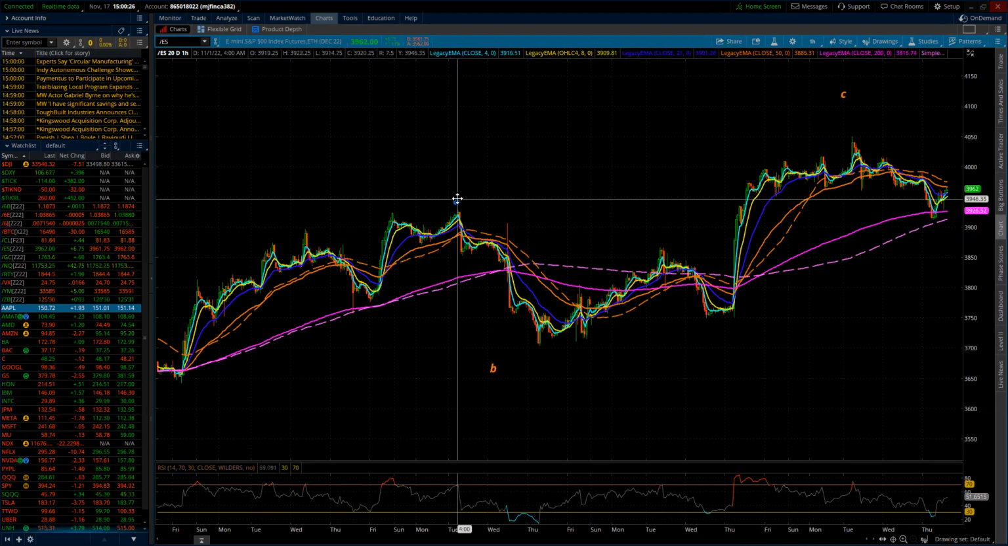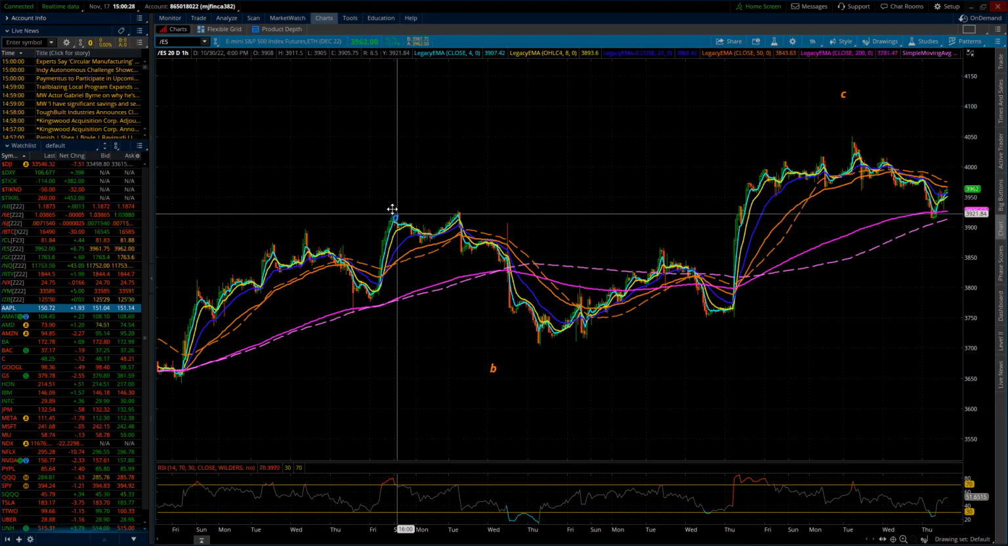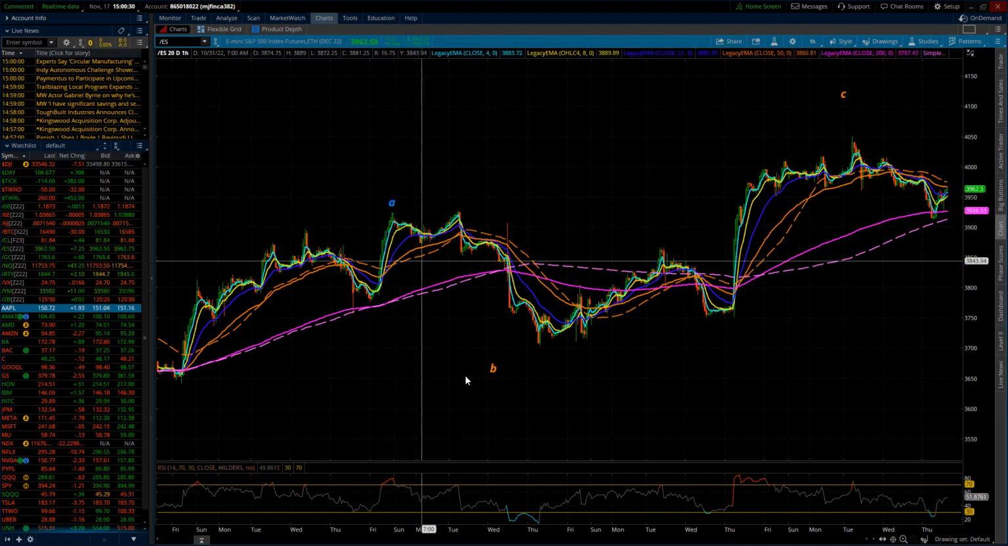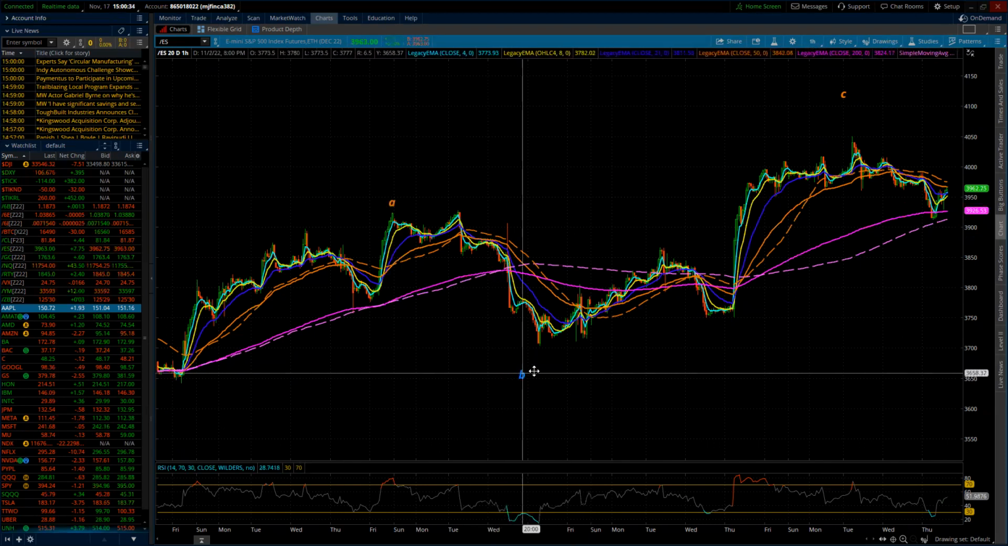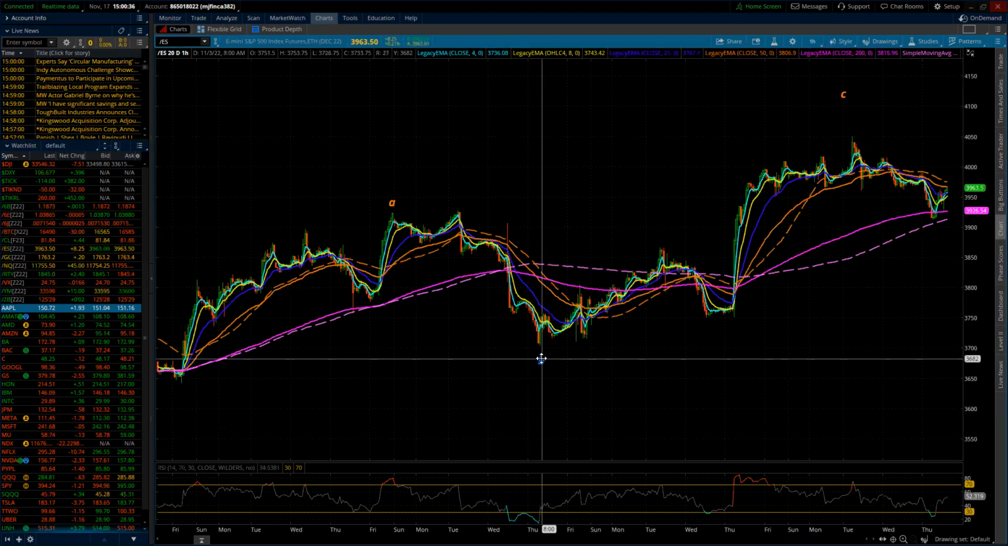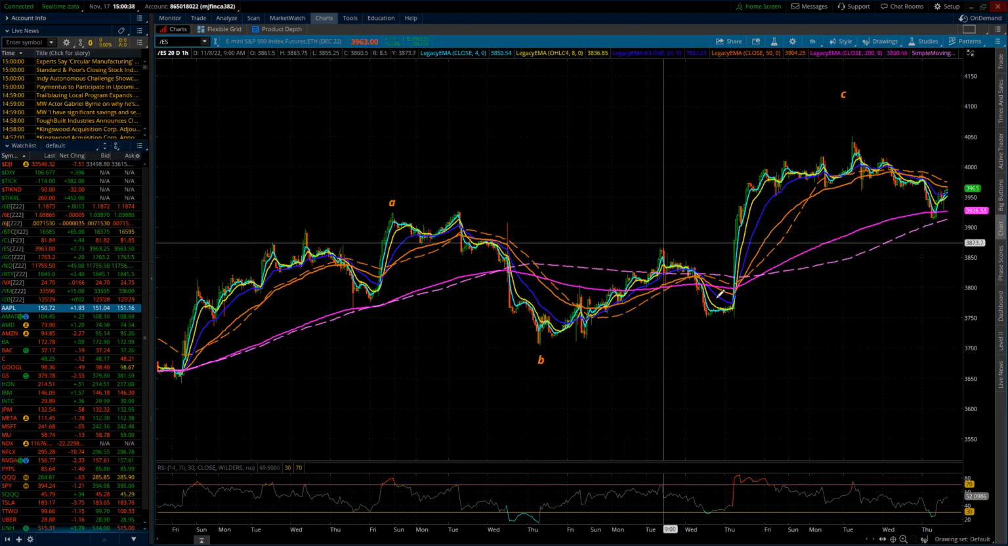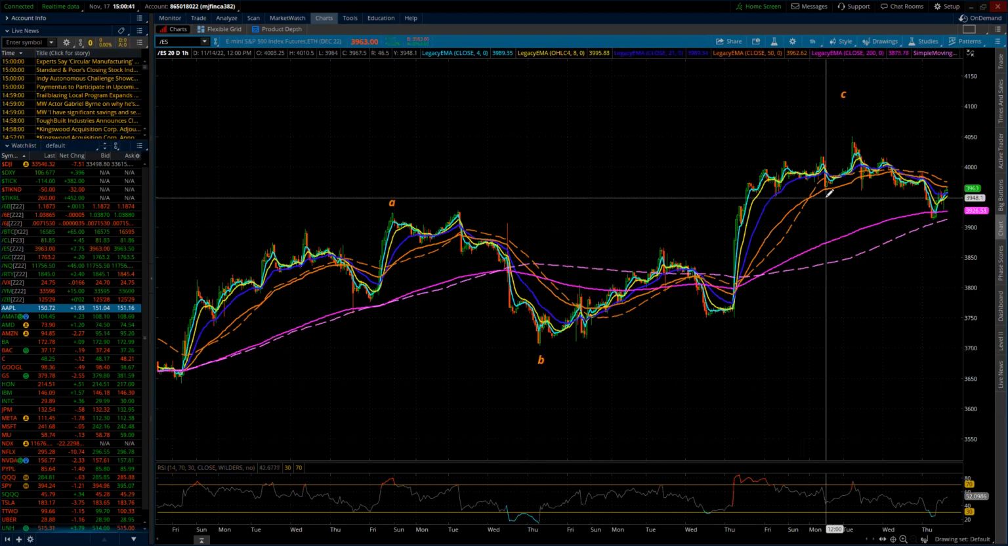bigger charts, it can get a little bit skewed in terms of where they are because of the nature of the chart. So let me put that there. And then we have 1, 2, 3, 4, 5.